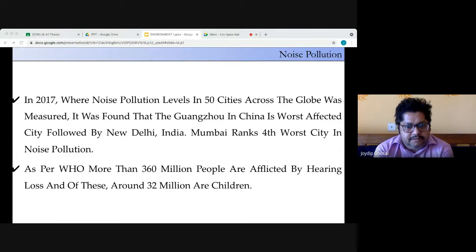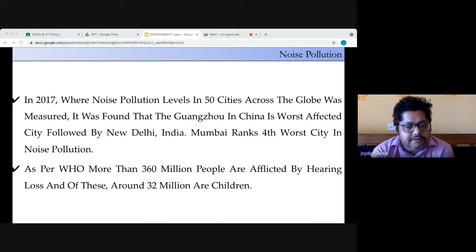As per the WHO report, about 360 million people are afflicted by hearing loss, and of these around 32 million are children. So this is an alarming situation regarding noise pollution. The average city dweller is found to have hearing loss equivalent to someone 10 to 20 years older than their actual age. In some cities, people lose their hearing 10 to 20 years earlier; for example, someone who is 80 years old may have hearing of that age because of these alarming situations.